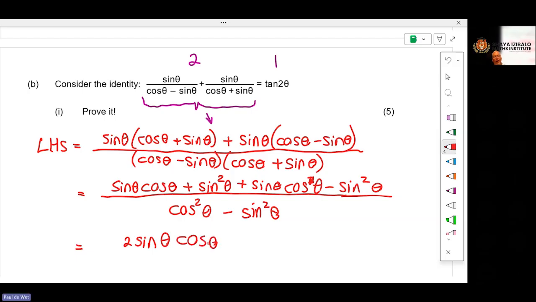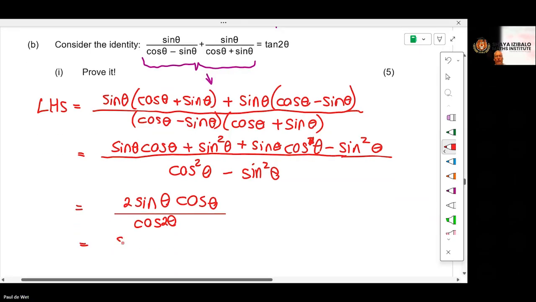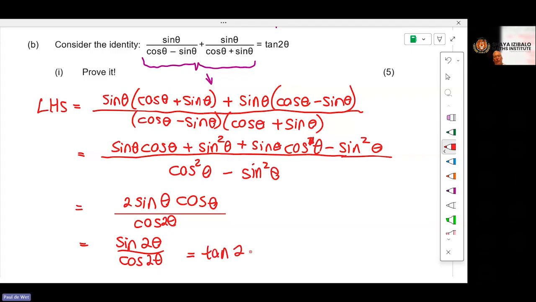Well done. And as I write that down, guys, I know that that is equal to something. What is that equal to? And what have I got on the bottom? I've got cos 2 theta. Brilliant. Guys, don't forget to write equals right-hand side.